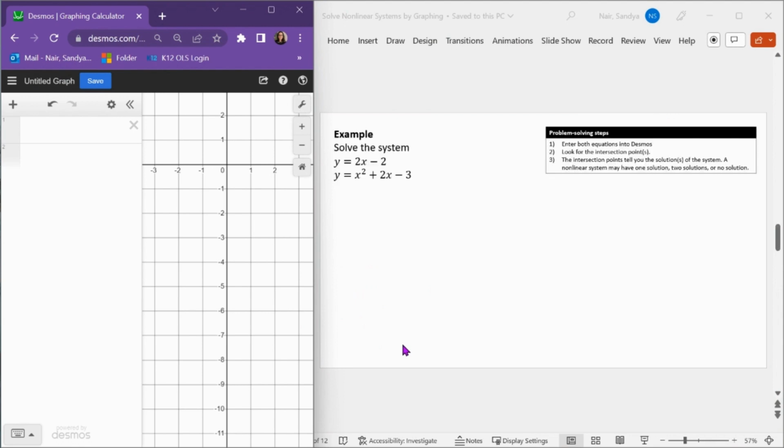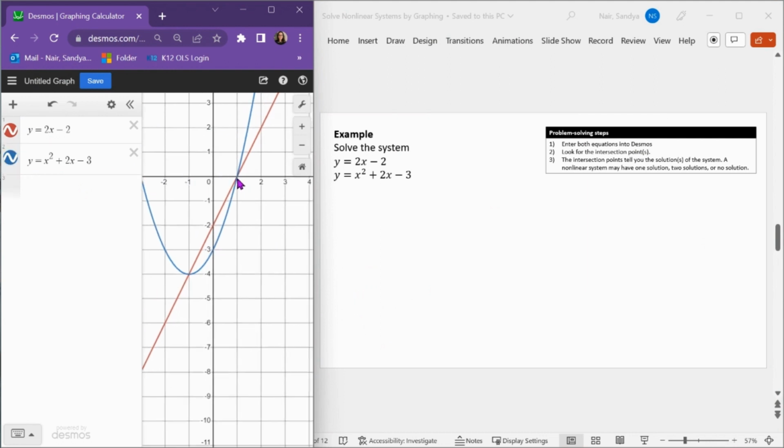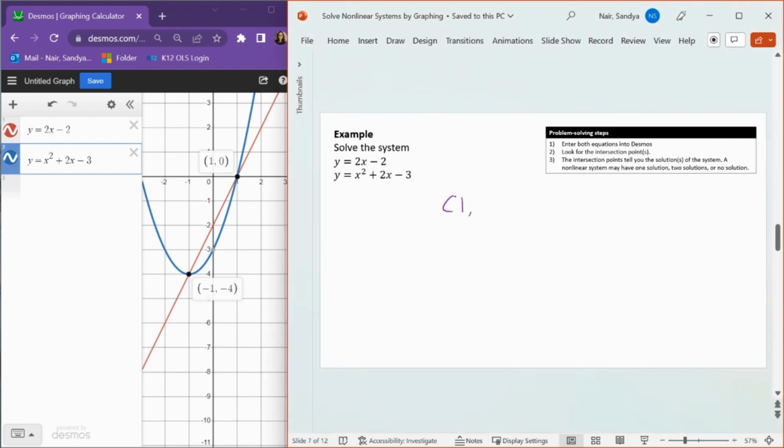So let's try now solving the system y = 2x - 2 and y = x² + 2x - 3. We'll type them both into Desmos. When we look at this graph, notice that it has two intersection points. We have intersections at (1, 0) and (-1, -4). So those are going to be the solutions to our system of equations.